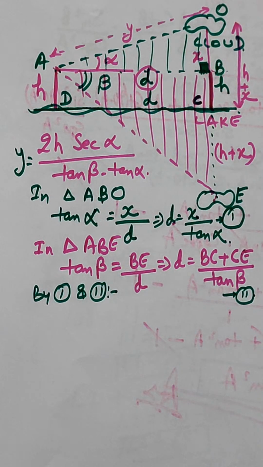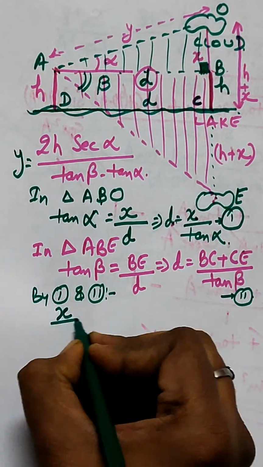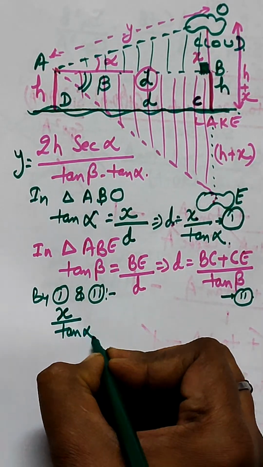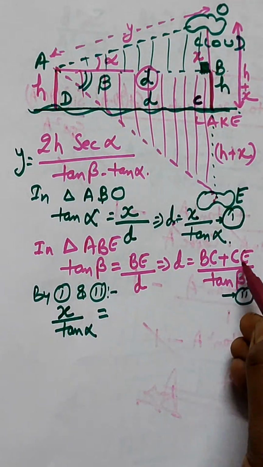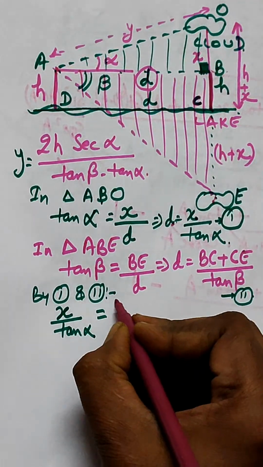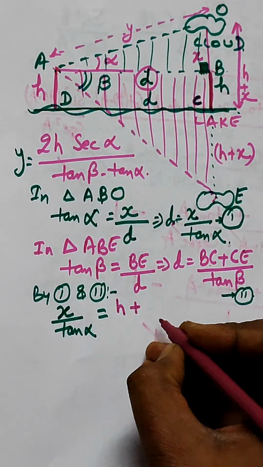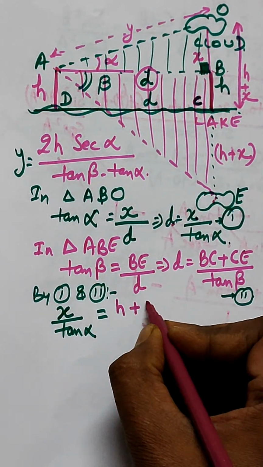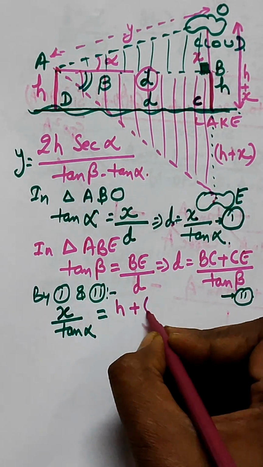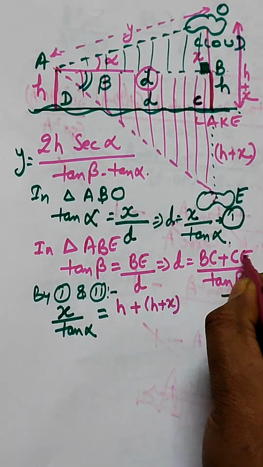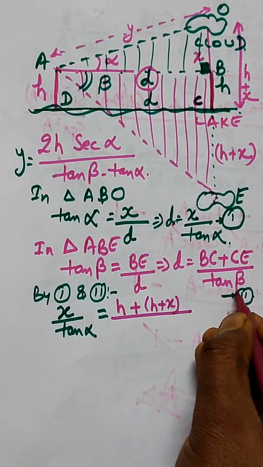We can write the value of D. We just equate the value of D. x by tan alpha equal to BC plus CE. What is BC? BC is H plus CE. What is the value of CE? CE is H plus x, because that is the image distance from the surface of the lake, that is under the lake. So it will be H plus x. This is CE, right? Divided by tan beta.